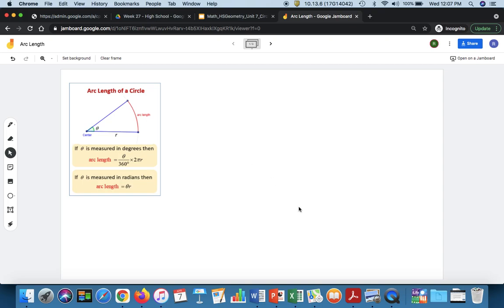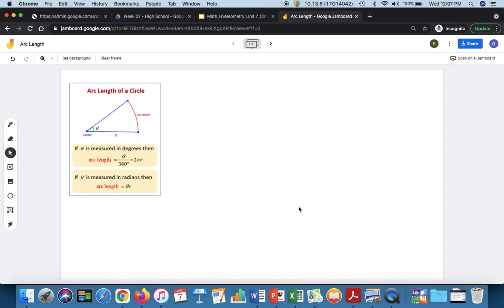So here's my Jamboard. The first thing I want to address is how do we get this formula of arc length in radians? Or when we have something in radians, we're allowed to say the arc length is equal to the central angle times the radius.